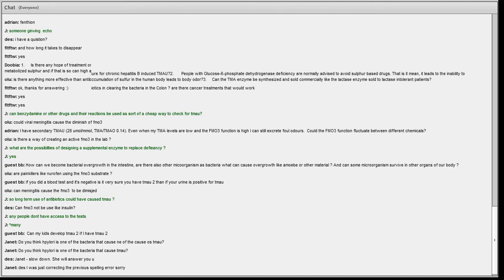Okay. Next, Adrian is asking, I have secondary TMAU, and they've given some lab values here: 28 umol per mmol, TMAO is 0.14. Even when my TMA levels are low and the FMO3 function is high, I can still excrete foul odors. Could the FMO3 function fluctuate between different chemicals?